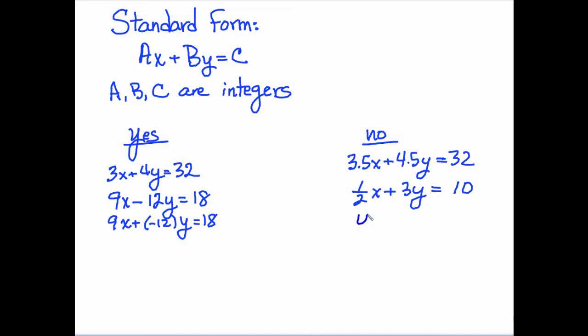Another example is y equals 2x plus 7. That's not in standard form because it's not something times x plus something times y equals a number like 7. Now here's an example of something that is in standard form. 2x minus y equals 7. Now it may look like there's no coefficient of y, but there really is. It's negative 1.